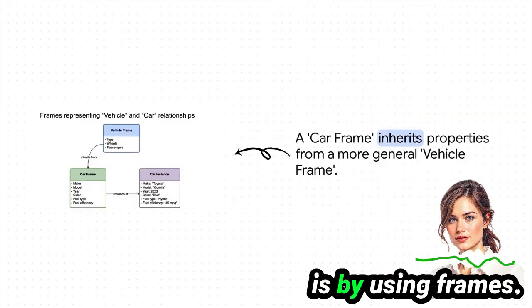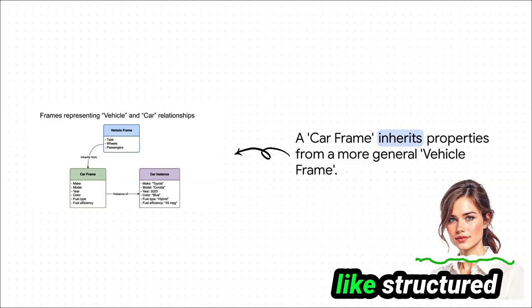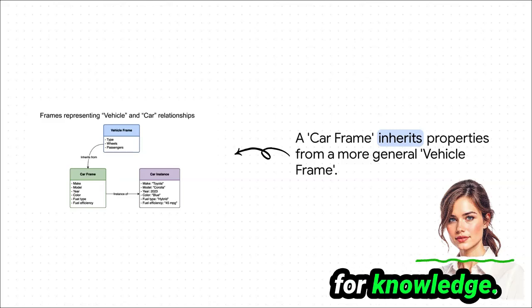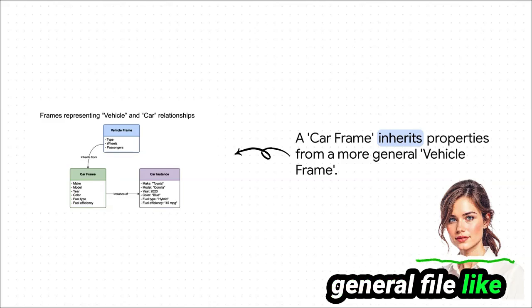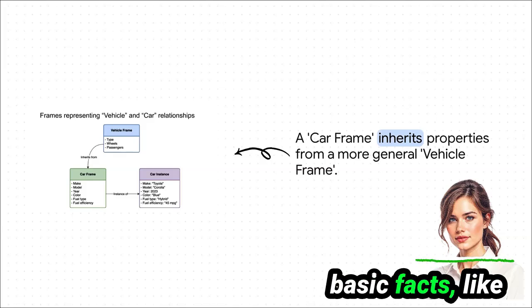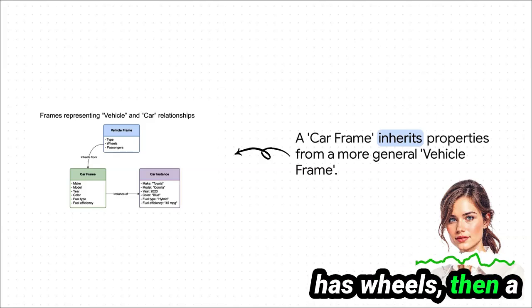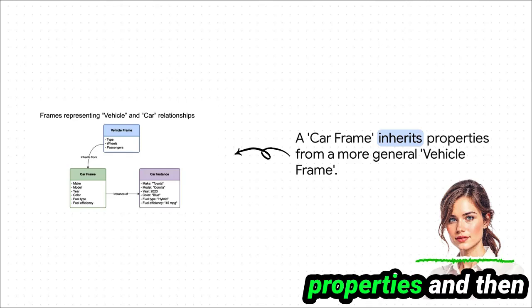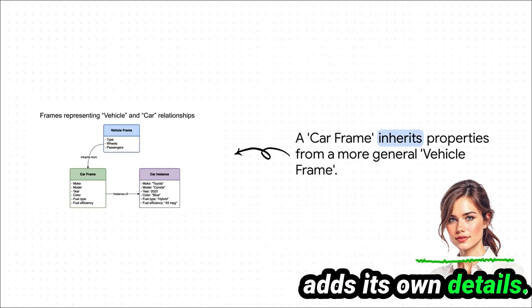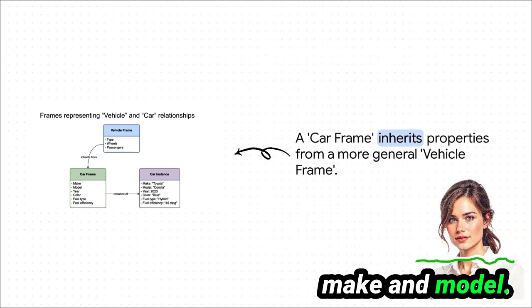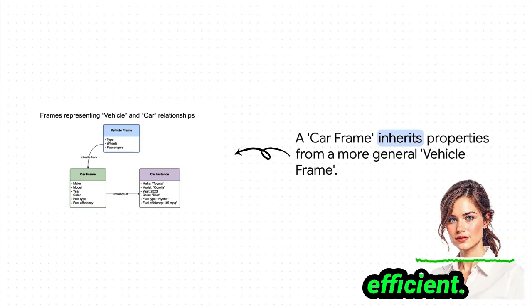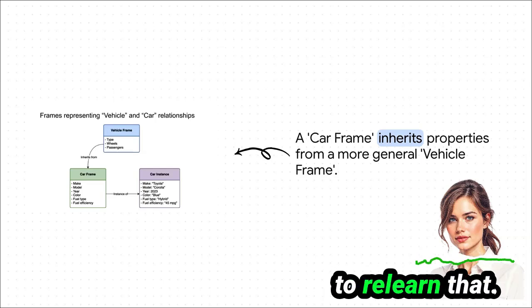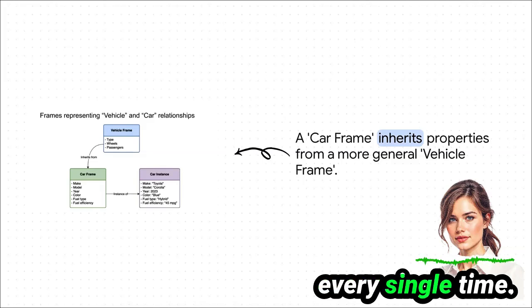Another way to do it is by using frames. Think of these like structured filing cabinets for knowledge. You start with a general file, like vehicle, which holds basic facts like has wheels. Then, a more specific car file automatically inherits those properties and then adds its own details, like make and model. It's incredibly efficient. The AI doesn't have to relearn that a car has wheels every single time.